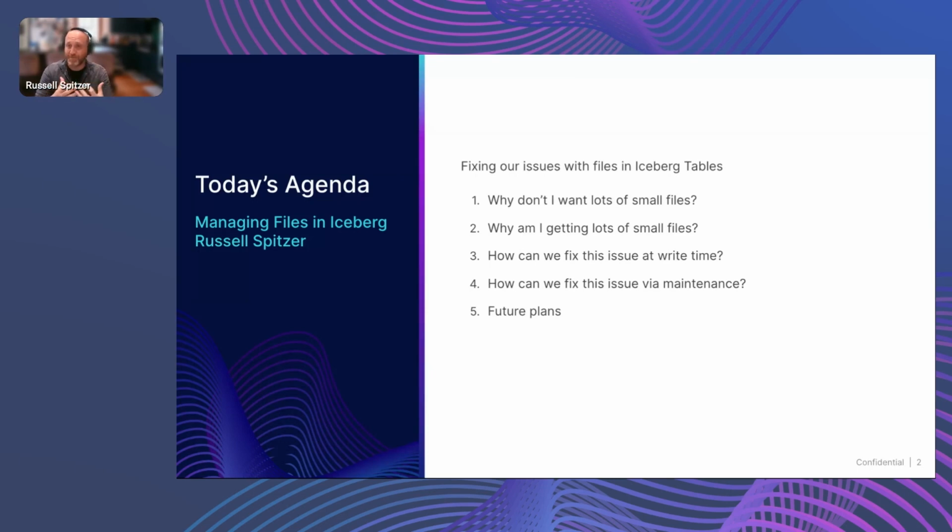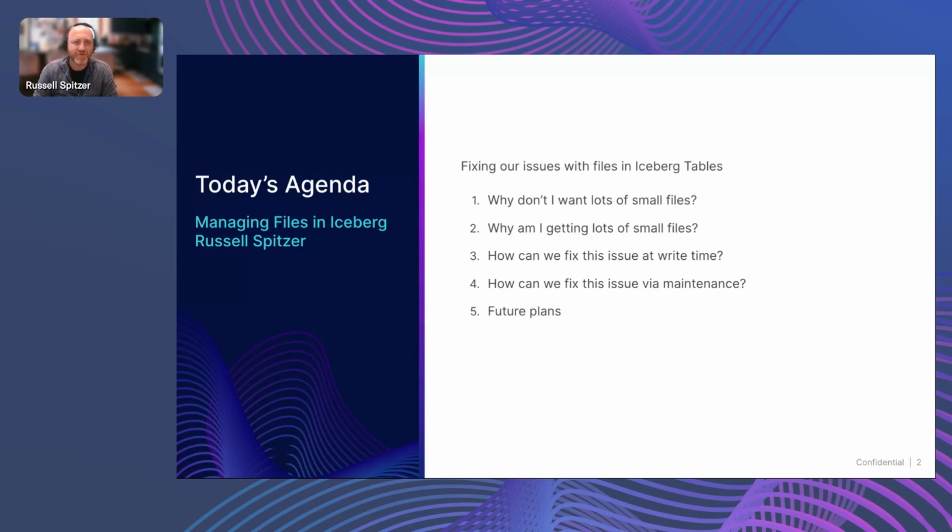Mostly I'm going to talk about Spark and how Spark is implemented for its writers. And then finally, how can we fix the issue of small files and other kinds of file issues after the fact? Once we already have that issue in our table, what maintenance operations can we do to fix it up? And then to wrap up, I'll tell you about some of our future plans and the ideas we have going forward with how we're going to be working with Iceberg tables and managing files in the future.